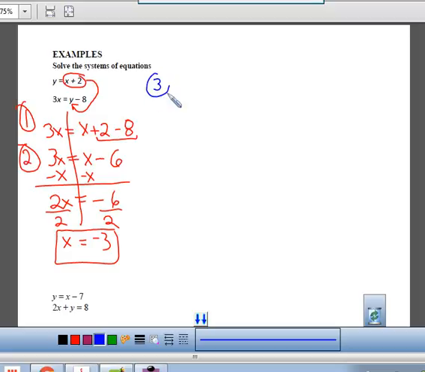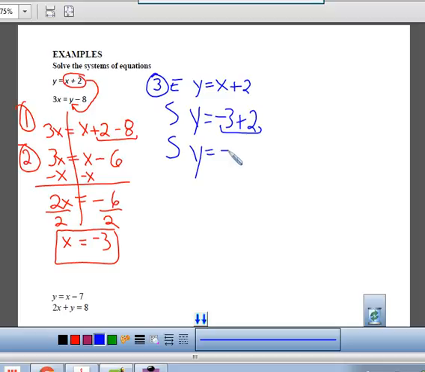So, step 3, we're going to find y. So, we'll use ESS. It doesn't matter which equation you use. I always go with the simpler one, the y equals mx plus b, or y equals x plus 2. We know x is equal to negative 3, so I'm going to do negative 3 plus 2. Negative 3 plus 2 is negative 1, so y equals negative 1. Alright, so I have x and y. Now I need to check.